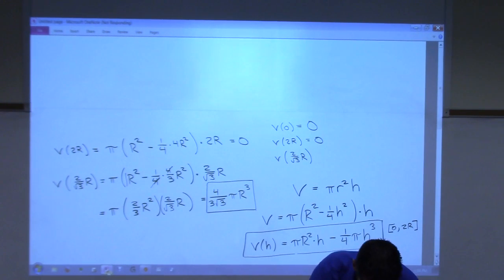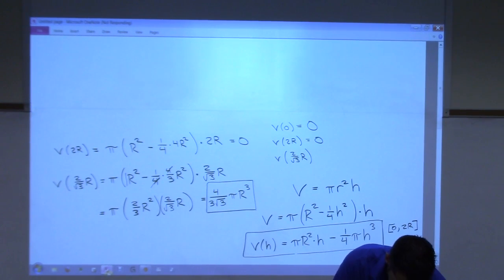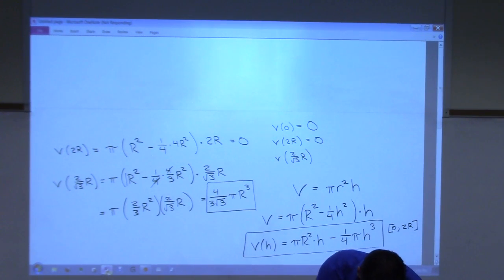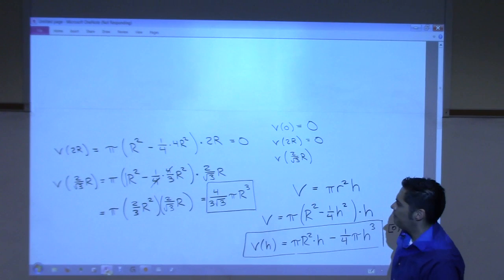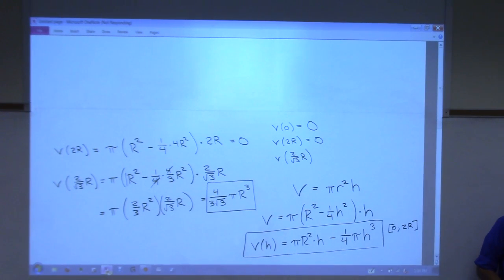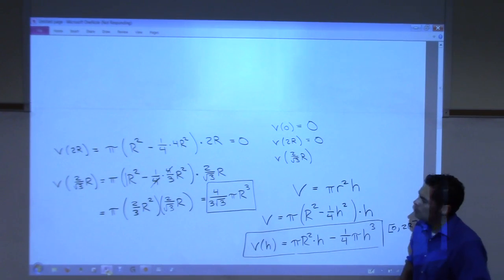What do y'all think? I'm going to check the answer. I haven't worked this in a while. 4.5, this was number 23. I'm going to read it out. 4 pi R cubed over 3 root 3. Okay, that's right.